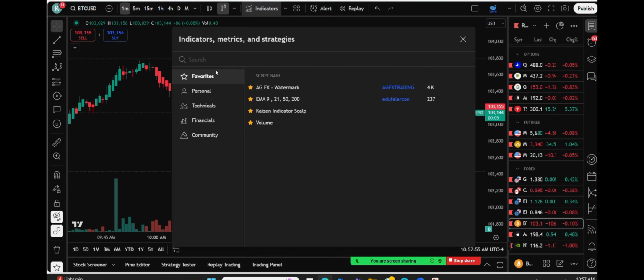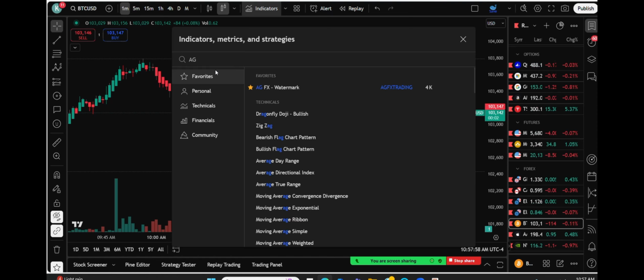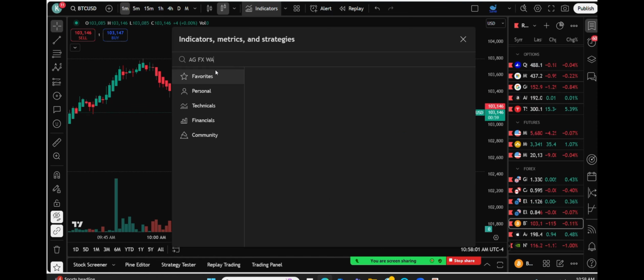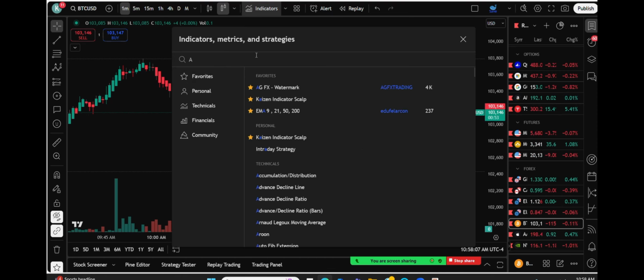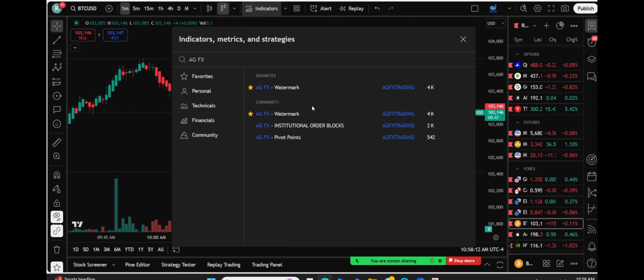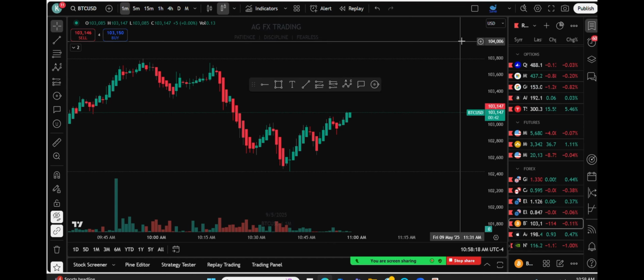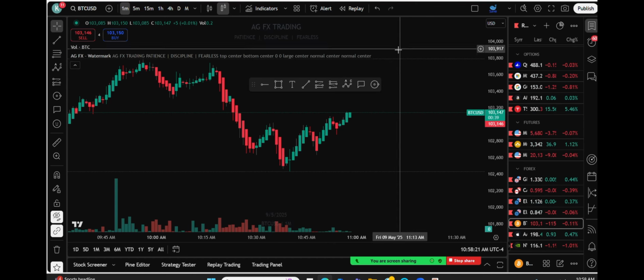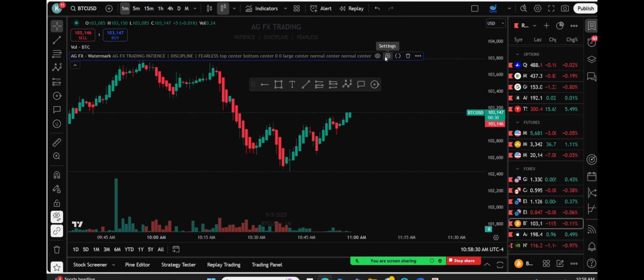But one thing that we have to search is the AGFX watermark. Right? So let me actually type it in. AGFX. And it's the first thing I pull up. Save it. When you save it and you start, you want to go inside. You always click on the little eyeball. You have an eyeball, you have a hexagon eyeball, right?